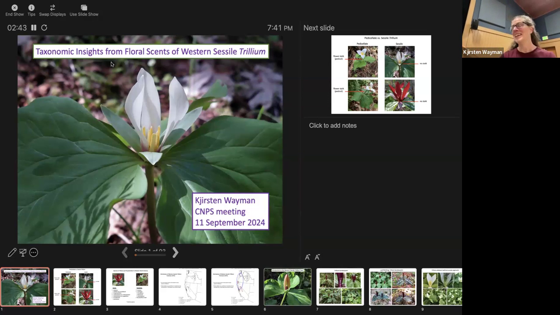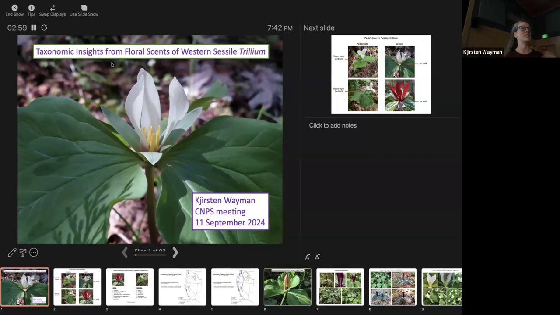All right, thank you. So as the title suggests, I'm going to talk about the floral scents of Western sessile trillium. And what motivated this project is the fact that the Western sessile trillium can be very difficult to distinguish, very difficult to identify. One of the reasons is that they have very few traits. And within each of the species, there's lots of variability of those traits. And then there's also lots of overlap amongst the species for those very same traits. So there's very little to go off of in order to distinguish these species and identify them.